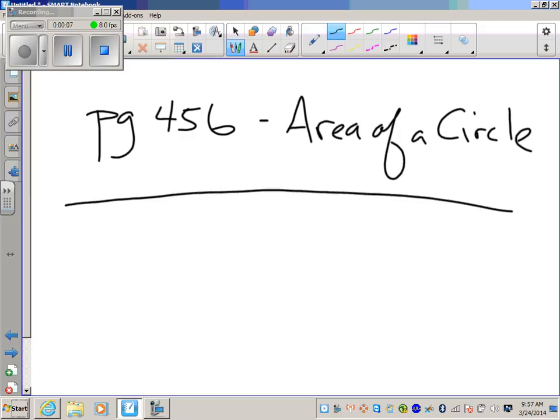456, area of a circle. Area of a circle. 456. What we'll establish right away is the difference between circumference and area.